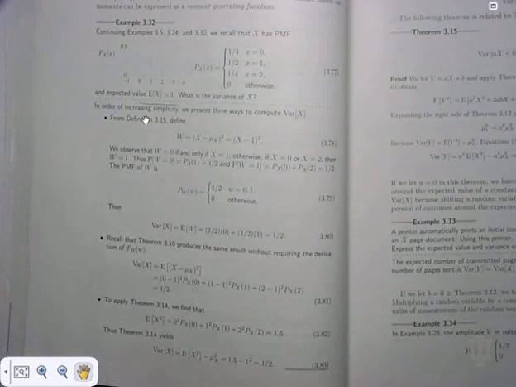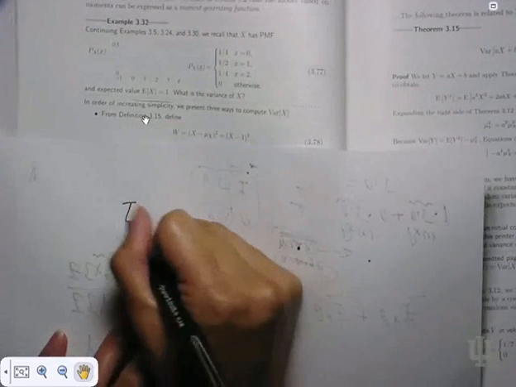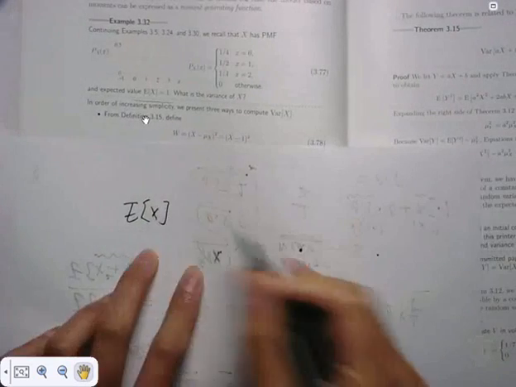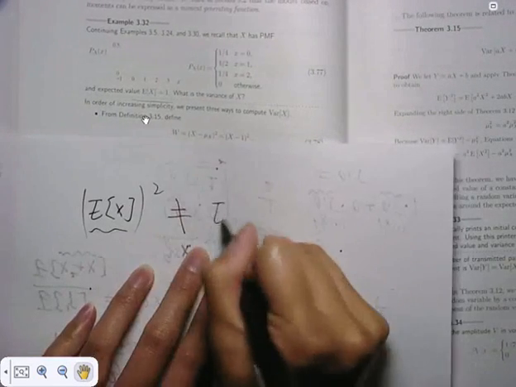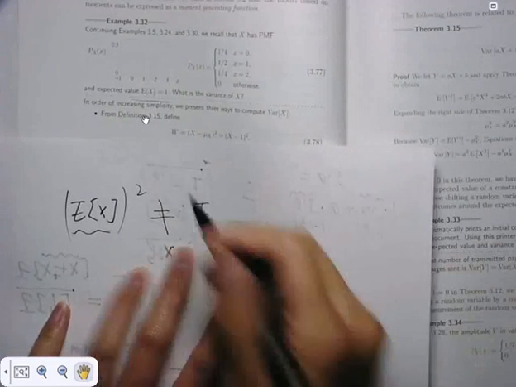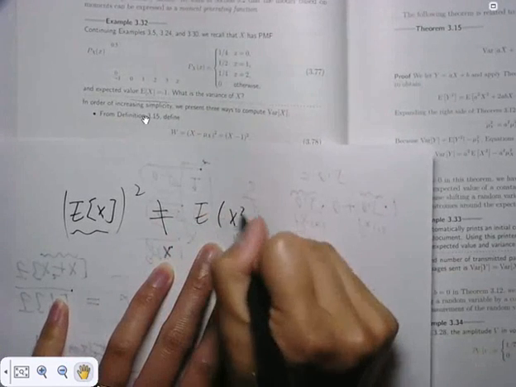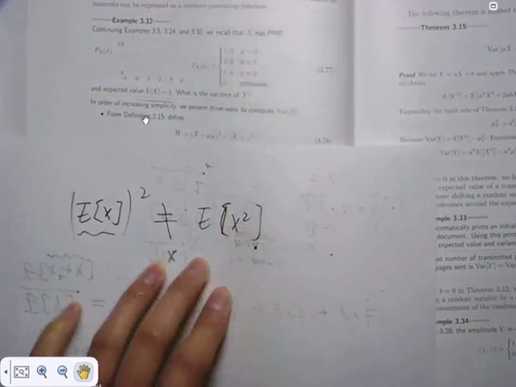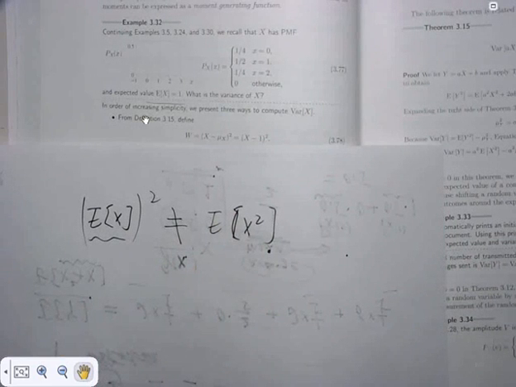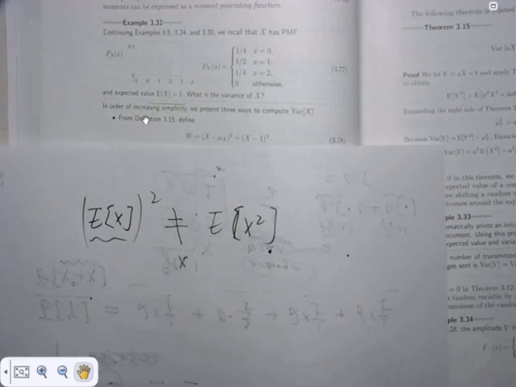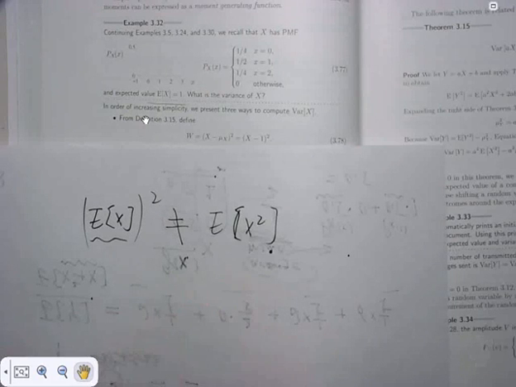So we need to always remember E of X squared will never equal the square of E of X. It can happen to be, but it's not necessary. Rare, really. The only time it happens is if there's no randomness. Can't happen. Not equal.